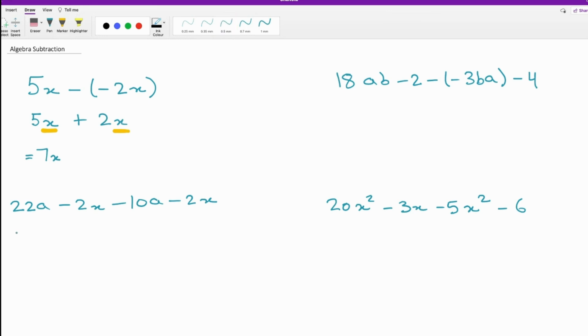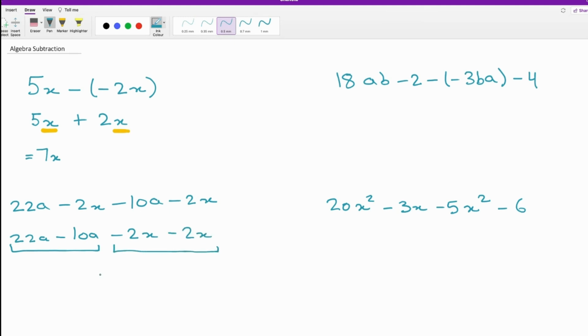Let's go through question 2 down here. 22a minus 2x minus 10a minus 2x. Now this focuses on the principle of grouping those like terms. So let's actually, down here, let's group those like terms together. We can see we have a and a. So let's do that first. 22a minus 10a. That's our first group. Our second group is minus 2x and minus 2x, and that's our second group.